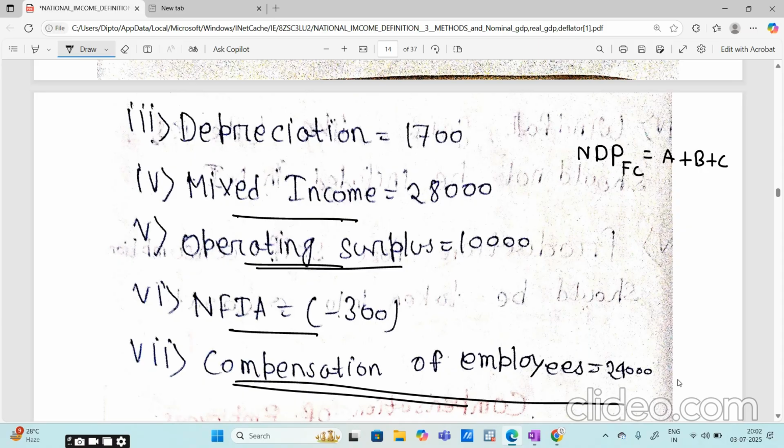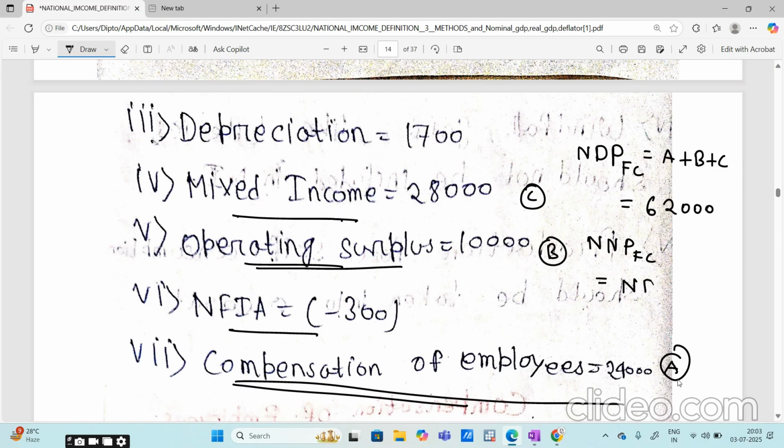Which one is part A? Part A is basically compensation of employees. Which one is part B? Operating surplus. Part C is mixed income. So by adding this, we are getting 38,000 and 42, 62,000. That will be our NDP at factor cost. Now NNP at factor cost is basically our national income. How to calculate that?